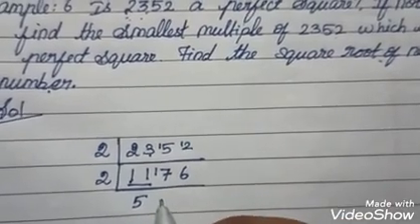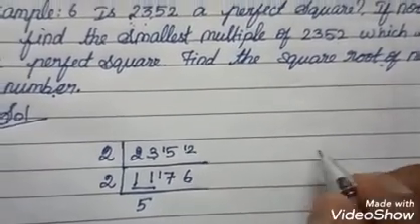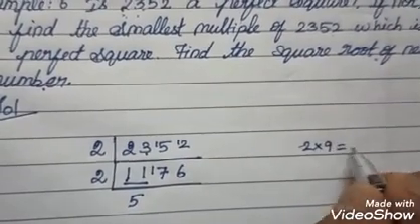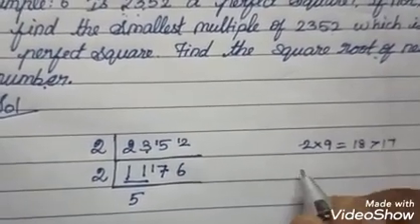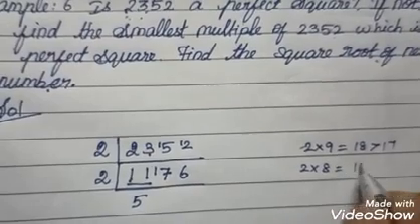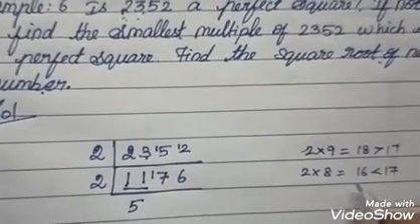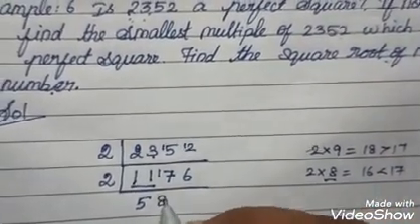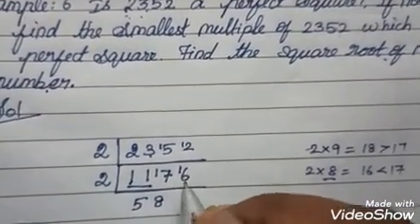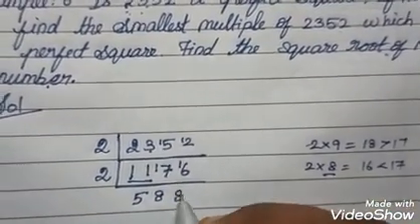8 times. It is 16, because 9 times, 2 into 9 is 18, which is greater than 17. So 2 into 8 becomes 16, which is less than 17. So we need to take this 8 times. So remaining 1. So 16 is there. We know that 8 times.